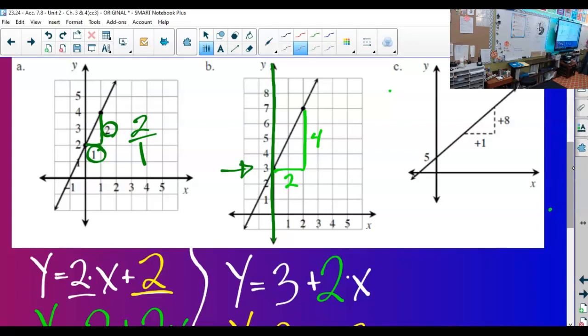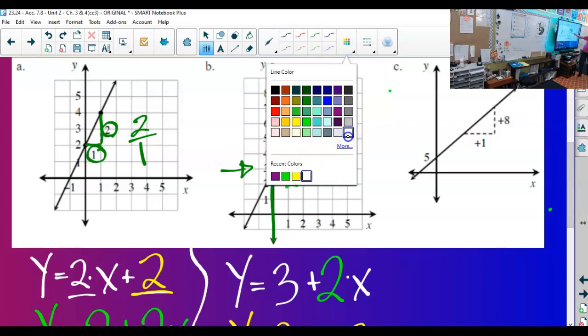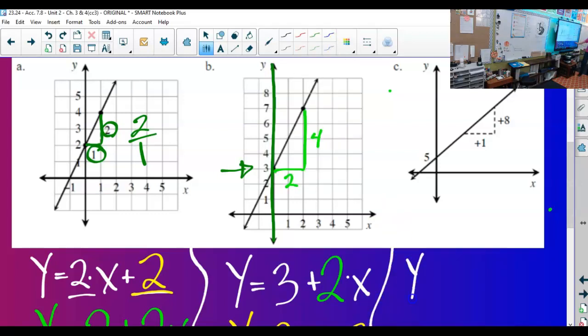Kate, your card was actually the next one up. Can you help me with part C? What our rule is here? Can I just tell you what it is? Yeah.